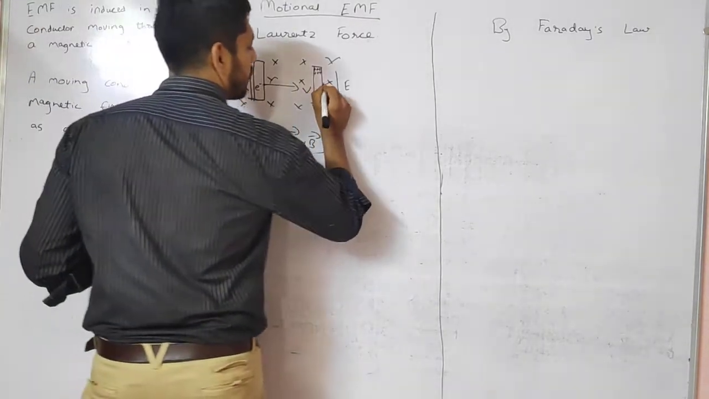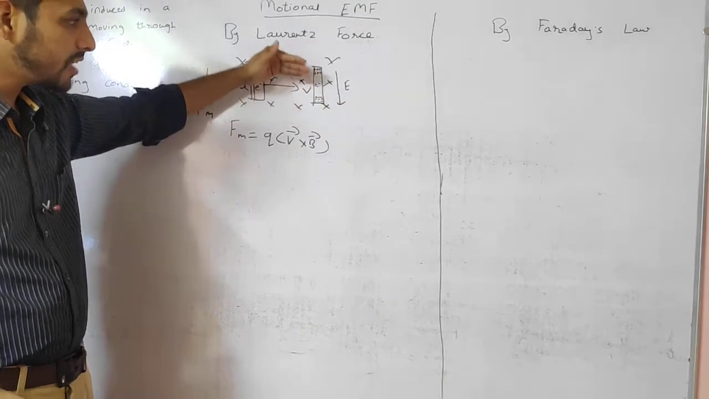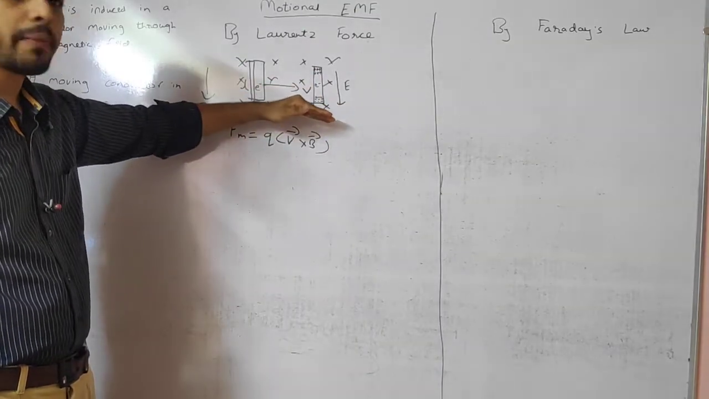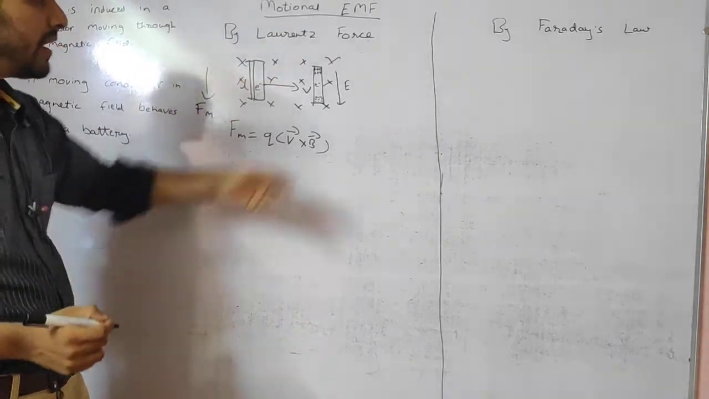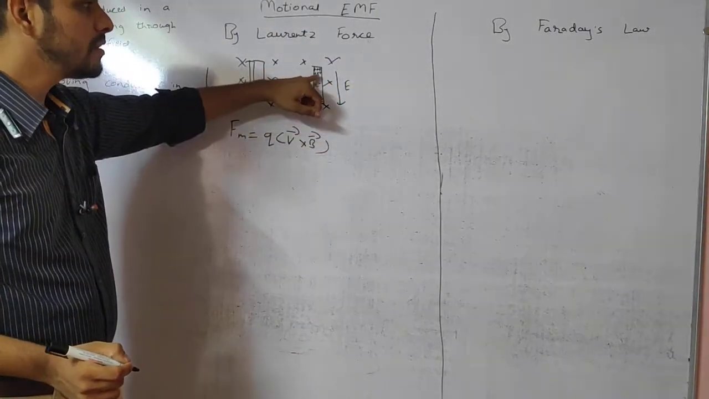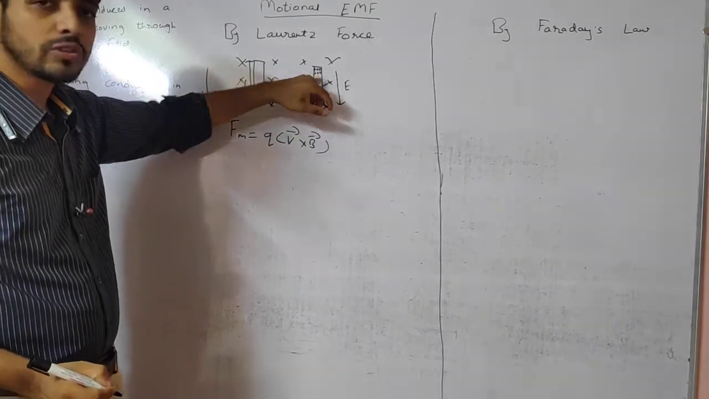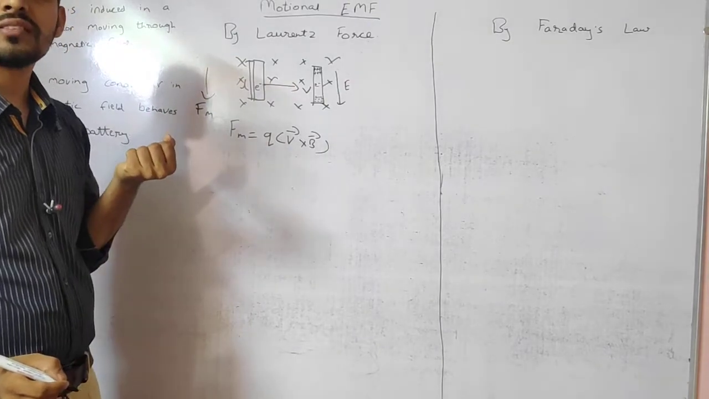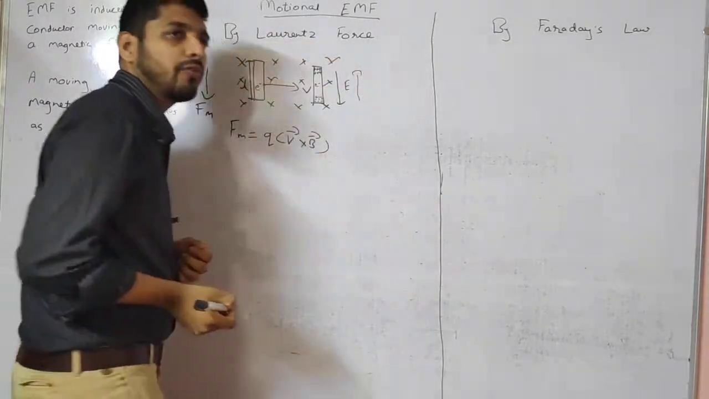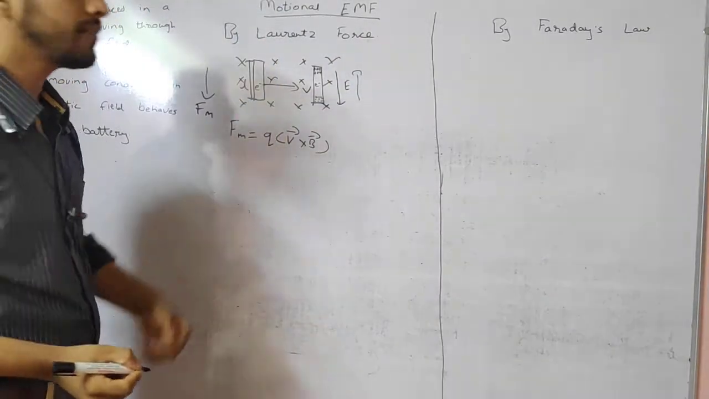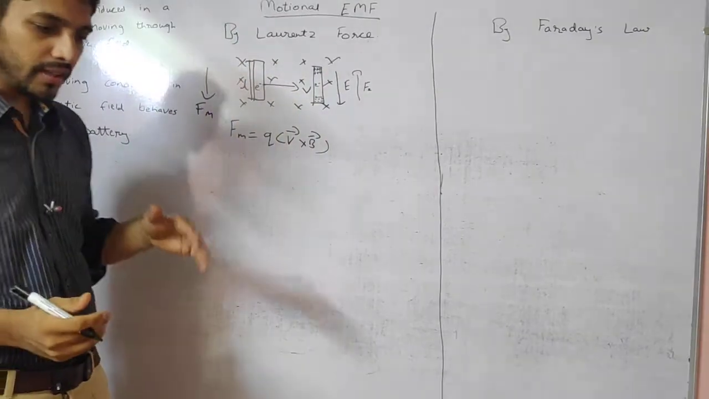Now after a certain time what will happen? As the accumulation of charge increases, at the bottom part there is negative charge and in the top part there is positive charge. After some time, as the electric field increases, this positive charge will try to attract the electron towards its side. So this electron will face an electric force in the direction opposite to the magnetic force. This will be Fe.